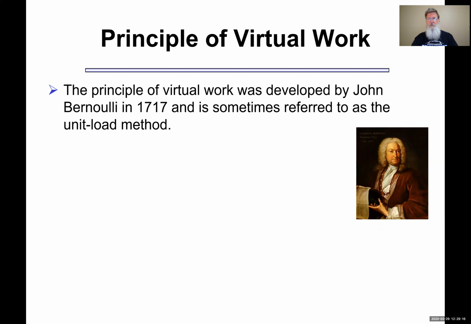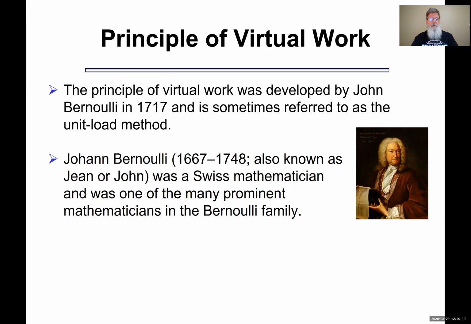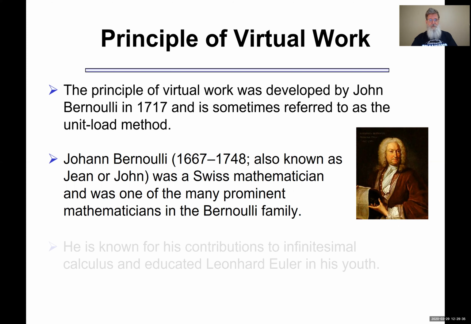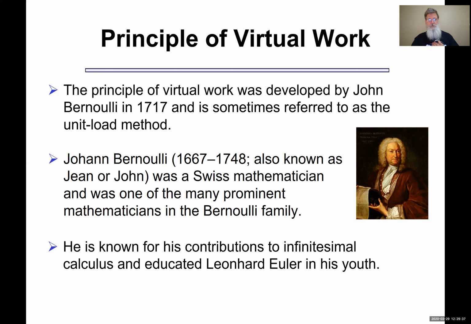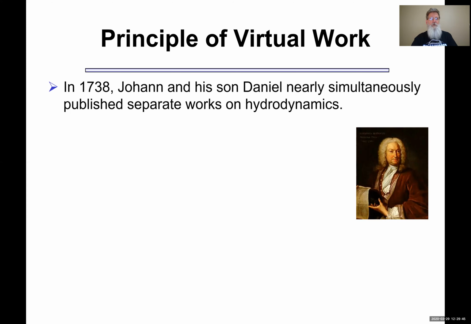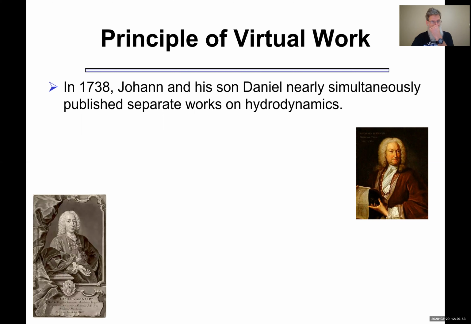So there's a picture of Johann. You can see he was born in 1667 all the way to 1748. He's a Swiss mathematician and really the beginning of a long series of Bernoullis that made contributions to mathematics and physics. And he's known to make contributions also to calculus, and he was Euler's student in his youth, so it's got a good connection there. Now in 1738, Johann and his son Daniel almost simultaneously published works on hydrodynamics. So there's Daniel down there at the left corner.